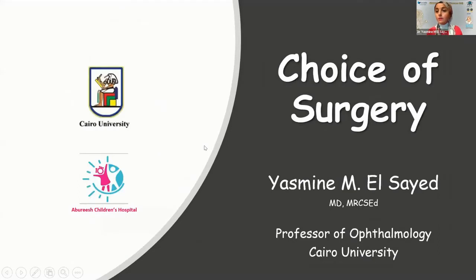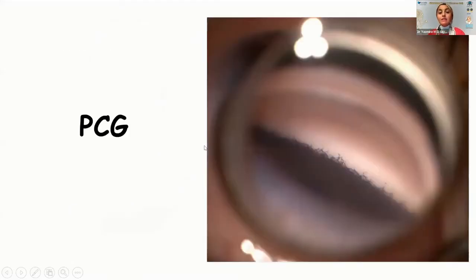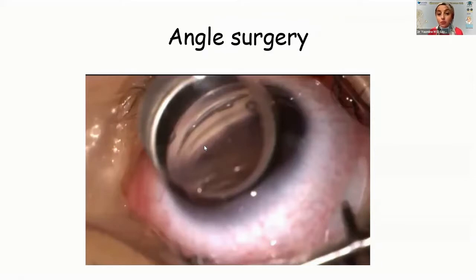So my talk is going to be on the choice of surgery in pediatric glaucoma. Starting with PCG, which is the most common, as you can see, the angle here looks very different from what we see in adult eyes. The immature angle responds differently to the different glaucoma procedures than adults do. And that's why we tend to target the angle more often than we do in adults.